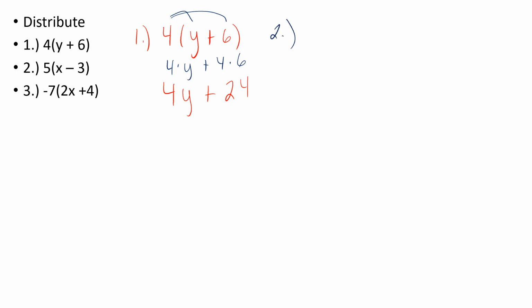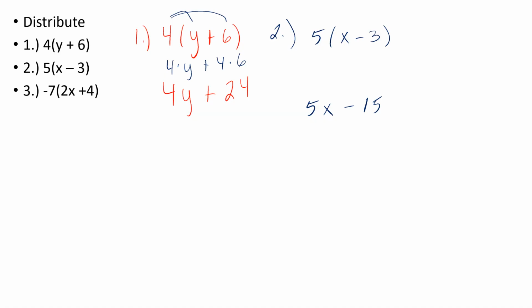For number 2, we have 5 times (x minus 3). The minimum amount of work that you would show here is 5 times x gives you 5x, minus 5 times 3 is 15. And so you would have 5x minus 15.